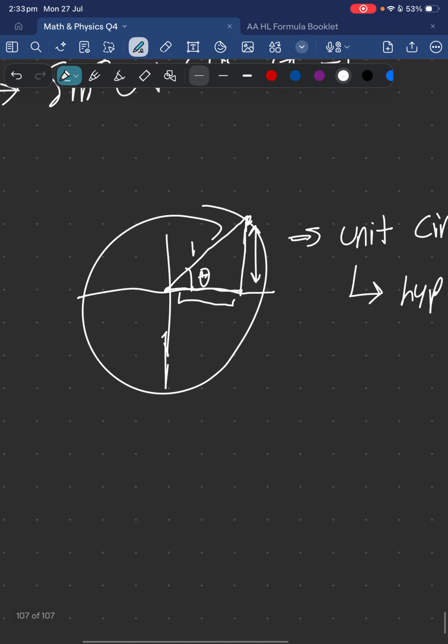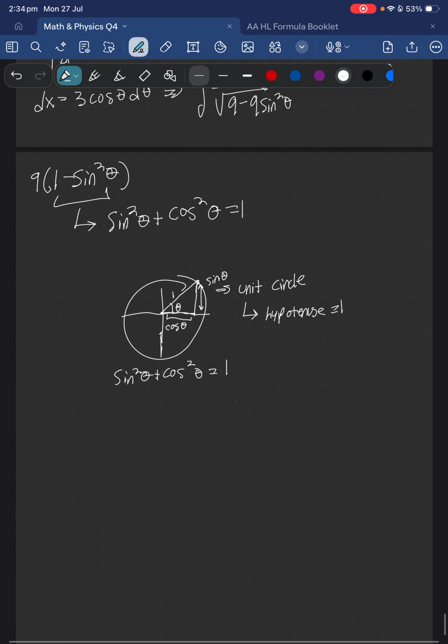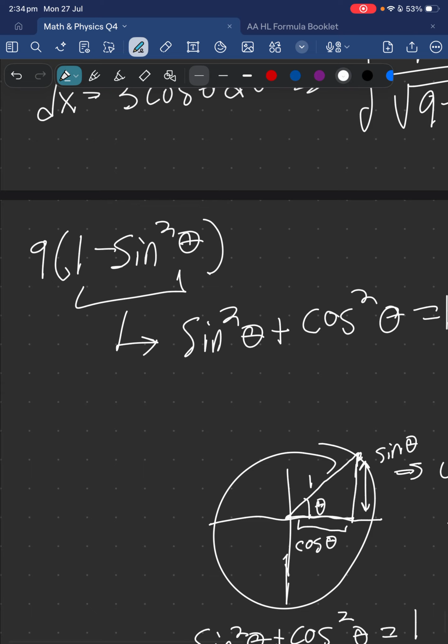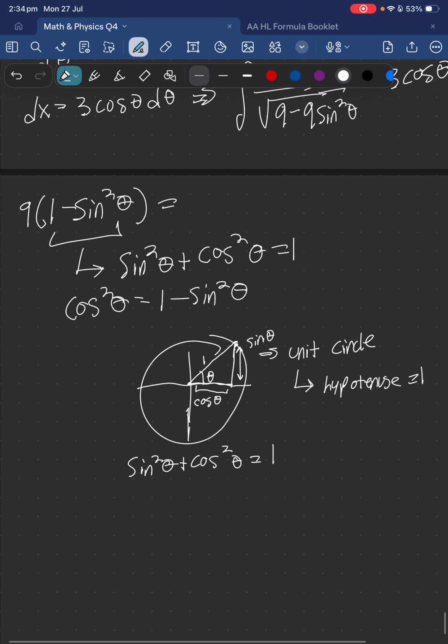So therefore, our x-coordinate will be cosine theta because it's adjacent, and what's opposite is sine theta, so that's our y-coordinate. So if you use Pythagoras' theorem, you get sine squared theta plus cosine squared theta is equal to 1 squared, which is just equal to 1. That's a derivation. So I can rearrange this to get cosine squared theta is equal to 1 minus sine squared theta, which matches what we have in the bracket. So this is actually equal to 9 cosine squared theta.